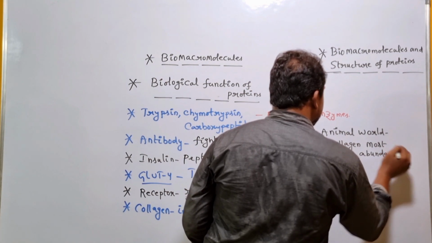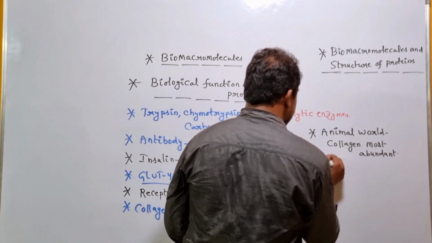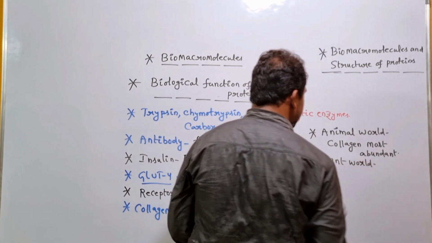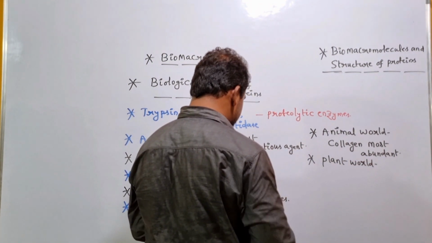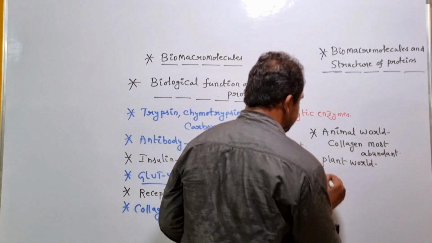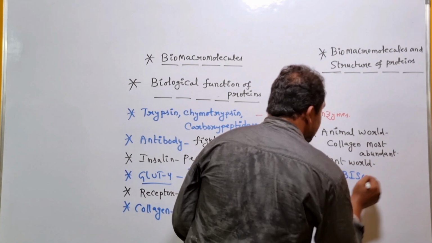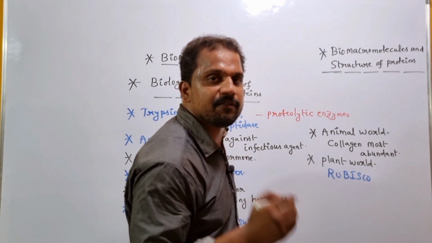Then in the same way, in case of the plant world, rubisco is the specific enzyme which is most widely available. Rubisco is the specific enzyme which is most abundantly available in case of the plant kingdom.